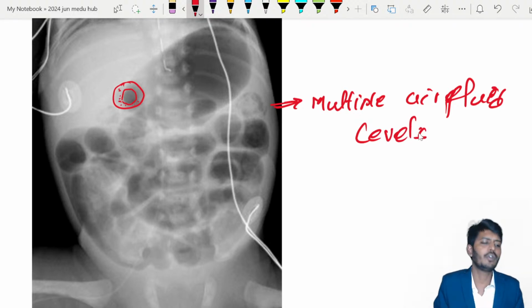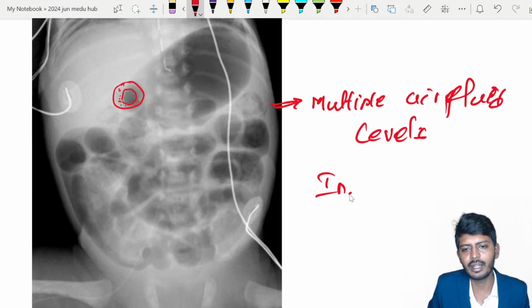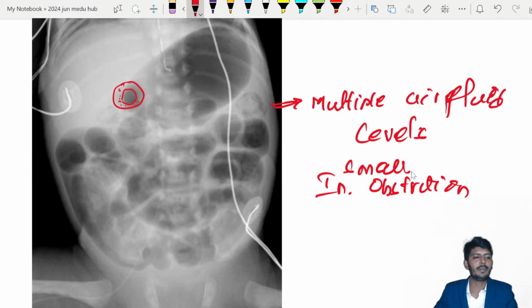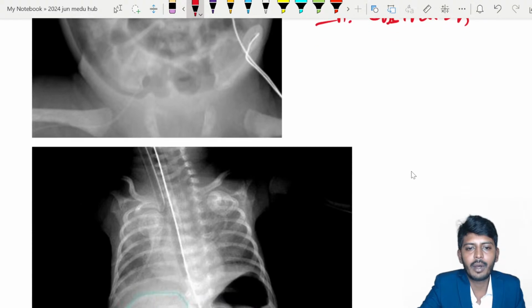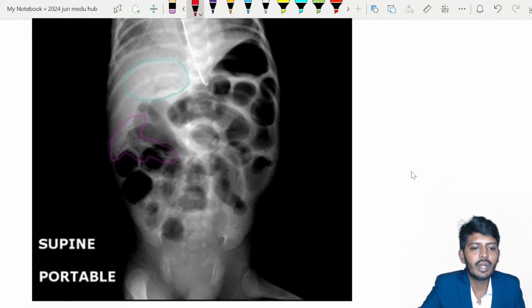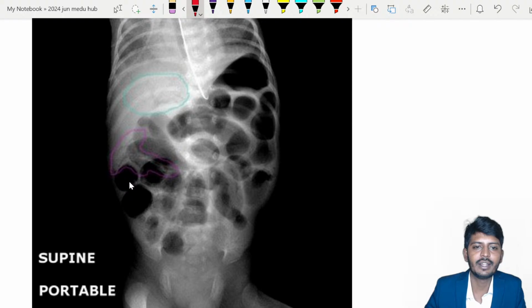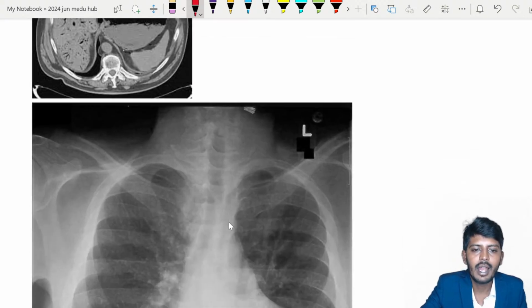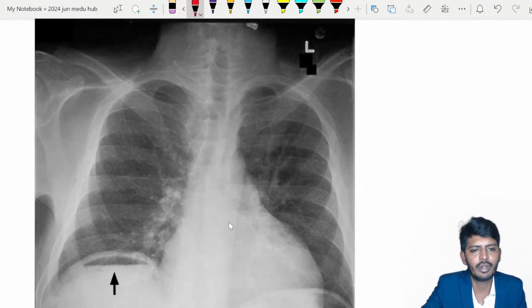Multiple air fluid levels suggest intestinal obstruction. But which intestine? That is your small intestinal obstruction. So here also again we have multiple air fluid levels. This is also suggestive of what? Small intestinal obstruction. All right, let's go to the next important topic. We'll talk about that image later on.